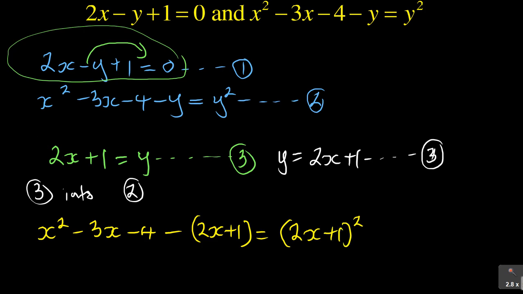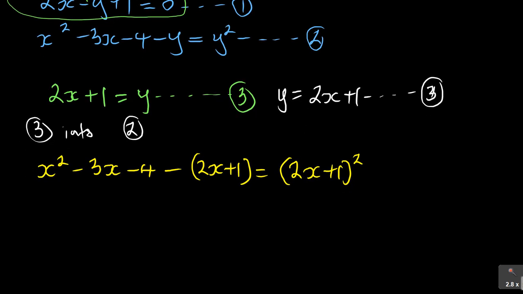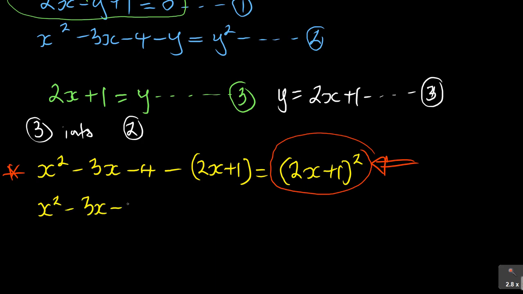Now this is where things actually start showing up. The error, the misconception I'm talking about, shows up at this stage. Look at this part here. That is where the error occurs. What happens is, it will be x squared minus 3x minus 4. They open up that bracket properly, minus 2x, and you open up the bracket, becomes minus 1 is equal to.